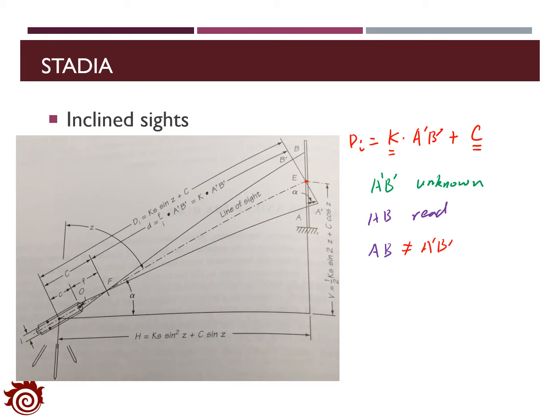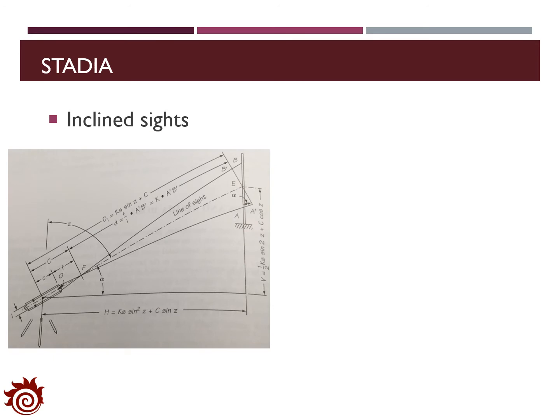So we need to find out the relationship between AB and A prime B prime. Here we have to make some reasonable assumptions. First of all, we need to assume that the angle here, which is beta, is very small. And then by this assumption, we can derive the second assumption, that is, EB prime is perpendicular to FB, and EA prime is perpendicular to FA. With these assumptions, we can then derive the relationship between the intervals read from the rod and the horizontal and vertical distances. Now let's see how we can use this information to find out the horizontal and vertical distances.